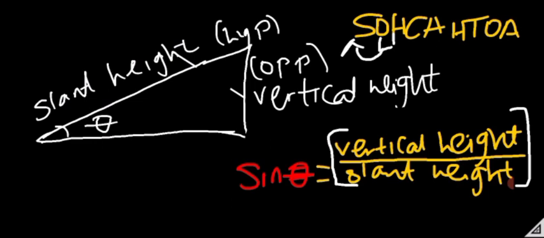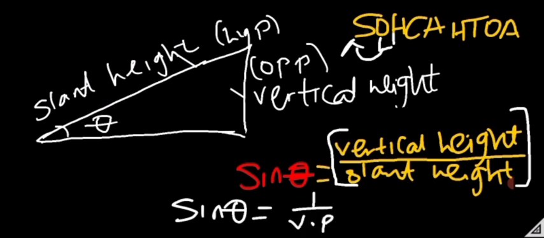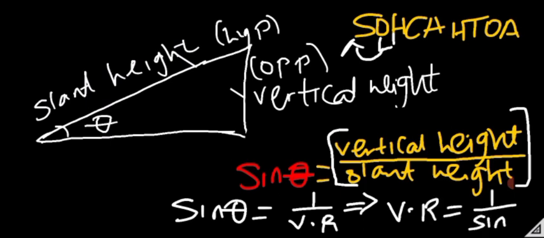That implies that sine theta, are you getting it? Is equal to what? 1 over V arrow. True or false? And if we make V arrow the subject of formula, that is, we cross multiply, or do anything to just make V arrow the subject of formula, V arrow will be equal to 1 over sine theta. Are you getting it?